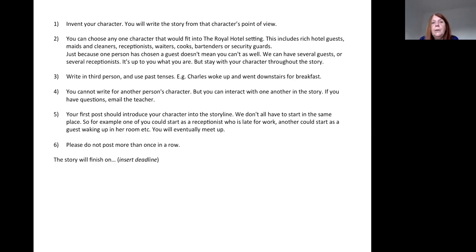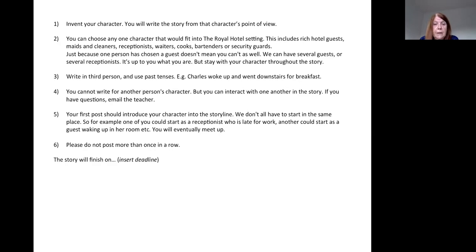You write in the third person, i.e. not "I woke up and went downstairs," but "Charles woke up," so you need to give your character a name. You can't write for another person's character, but you can interact with one another in the story. Your first post should introduce your character into the storyline. They don't all have to start in the same place. For example, one of you could start as a receptionist who's late for work, another could start as a guest waking up in her room. You'll eventually meet up. Don't post more than once in a row.